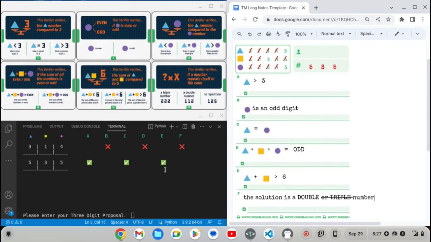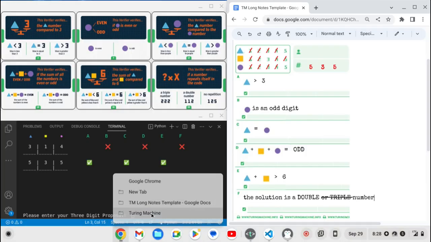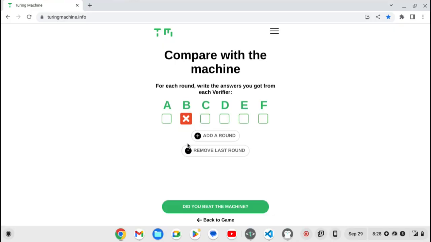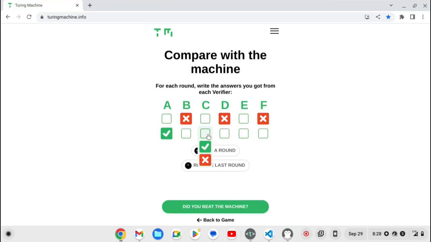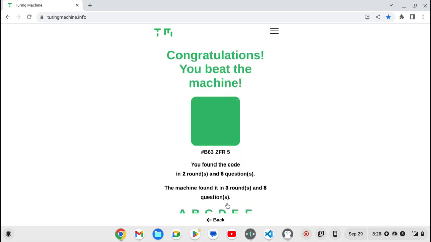First round, we tested B, D, F. And in the second round, we tested all the remaining cards. And in each case, in the first round, we got them all incorrect. Second round, we got them all correct. So BDF in the first round, and then ACE. How do we do? Okay, so we beat the Turing machine by 2 questions.